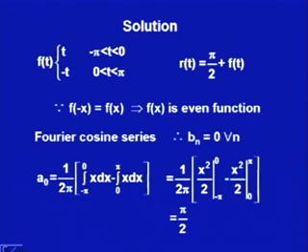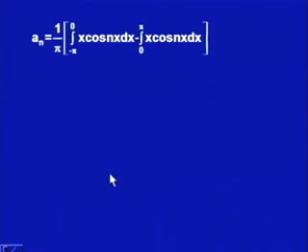So, this is your a naught. Now a_n is 1 upon pi integral minus pi to plus pi f(x) cos nx dx. f(x) again we are breaking into two parts: minus pi to 0 it is x and 0 to pi it is minus x. This is x cos nx. So, we will just go with integration by parts. The first integral would be minus 2 upon pi, because the function x is odd and this cosine is even.